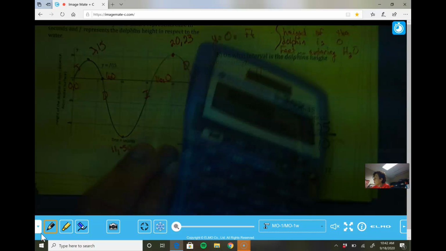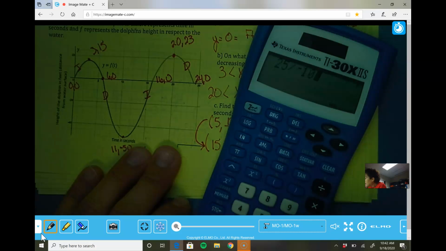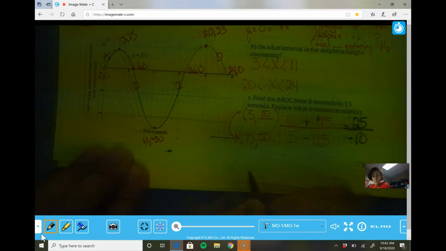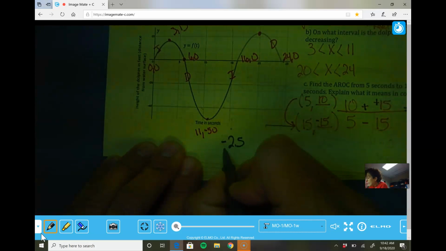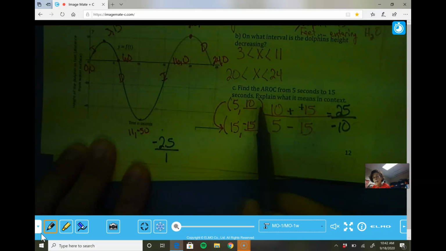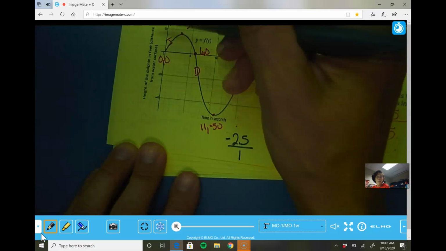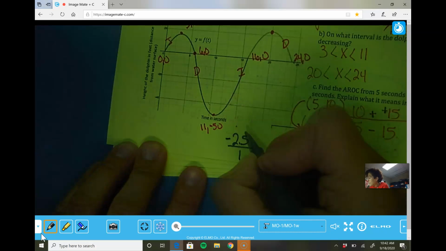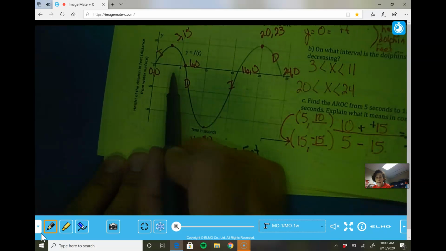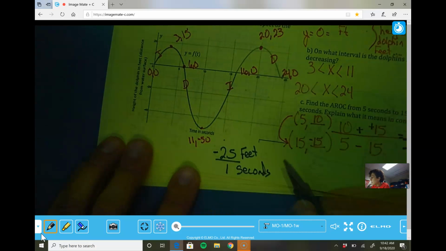And then again, I want this over 1. So I divide 25 by negative 10, and it's negative 2.5. So I'm going to write that down first here. And again, this has to be explained in context. So I need to remember that the entire numerator was all about the y's, and your y's represent the distance, the height of the dolphin. So this is feet. And then the x value is the x-axis, and that was all about my time in seconds. And again, this is all about the change of the dolphin.